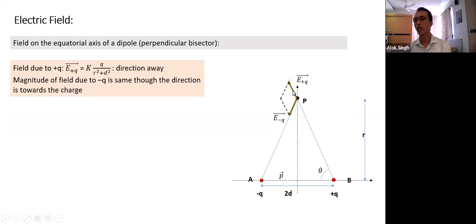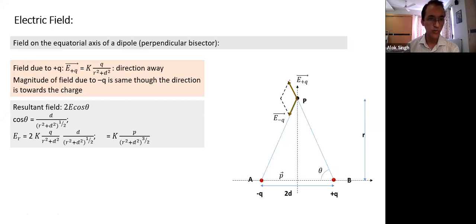These two are of equal magnitude. Hence, vertical components cancel out, horizontal components add. If this angle is theta, this angle is also theta. When you take the horizontal component, it becomes magnitude multiplied by cos theta. Resultant becomes twice the magnitude into cos theta. We substitute, we get our derivation.